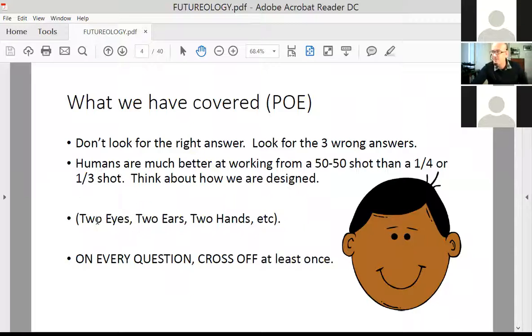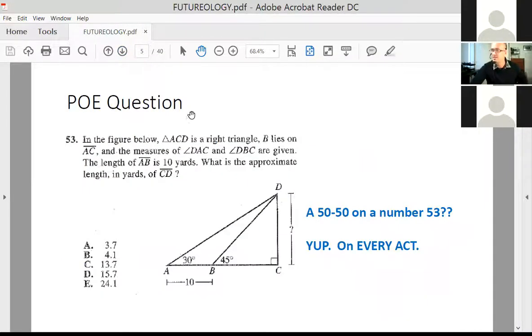The reason that people are very good at deciding between 2 different things is because humans have bilateral symmetry. So we have 2 eyes, we have 2 ears, we have 2 hands. We seem to be designed to consider things from 2 different sides. It's just how we are. So if you can get things down to 2, you're going to be in your natural best orientation to solve that question. So I want to reiterate, on every question, try to cross off at least one. This is not going to be possible on every math question, but it should be for a lot of math questions. Let's take a look at the next slide.